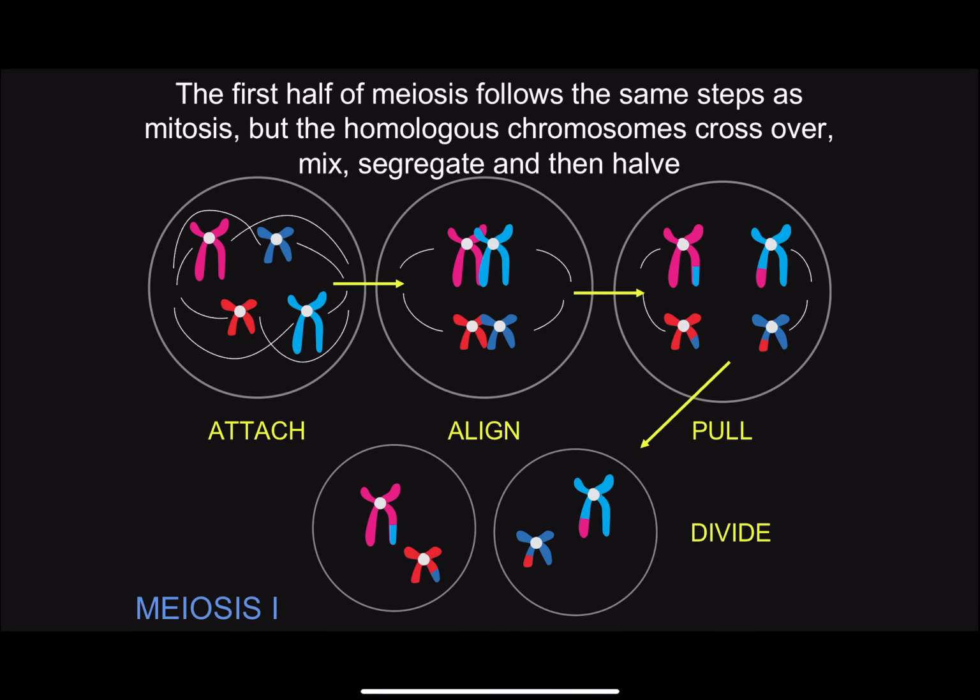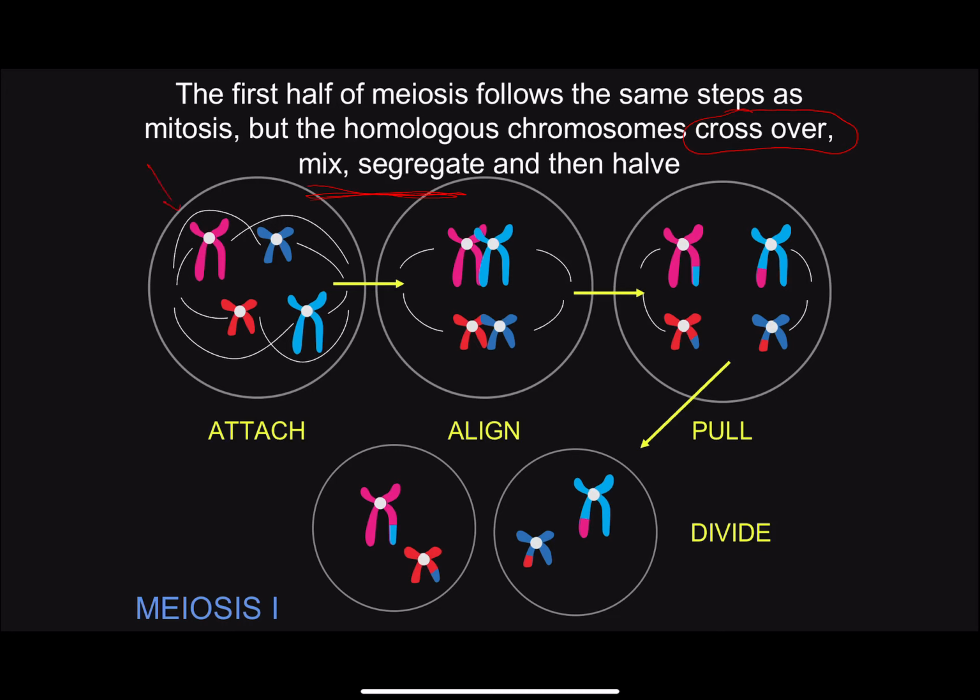So if we think about this first half of meiosis, we're still going through all of these verbs. We're still going through all of that PMAT. But the homologous chromosomes are going to cross over. And when they cross over, they're mixing and segregating themselves.